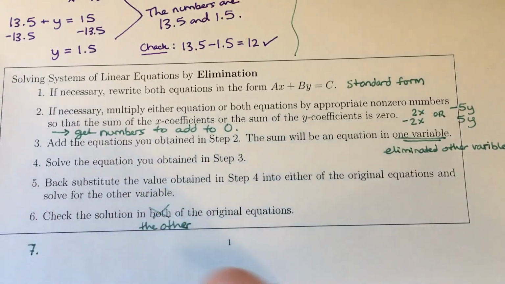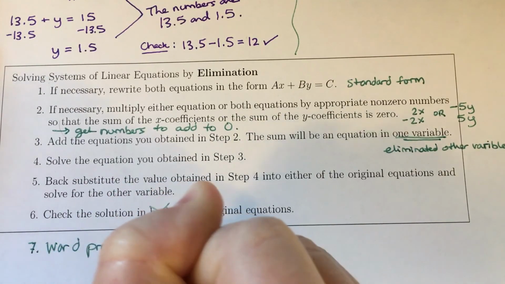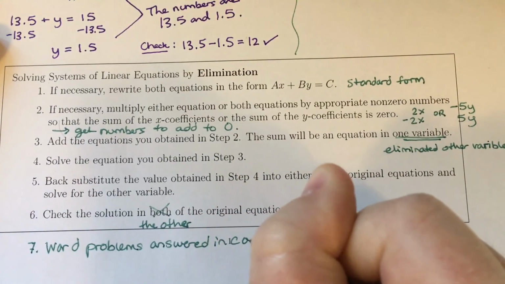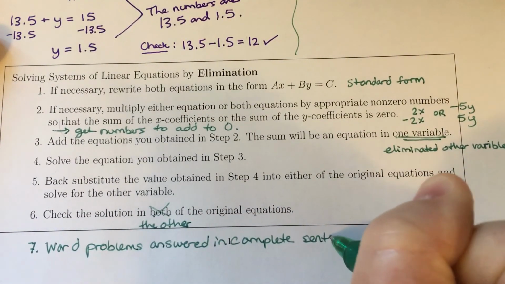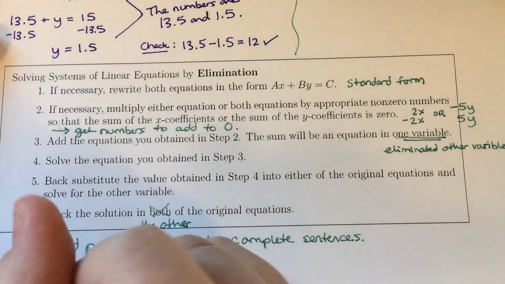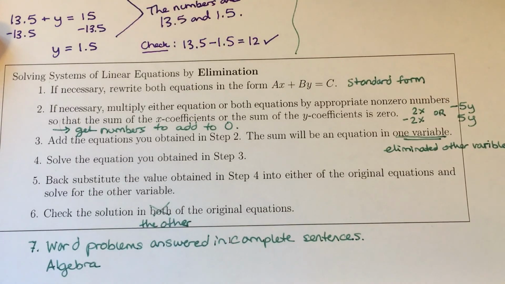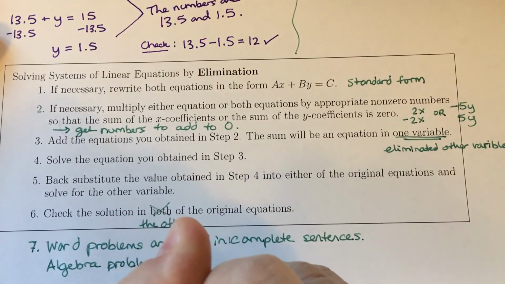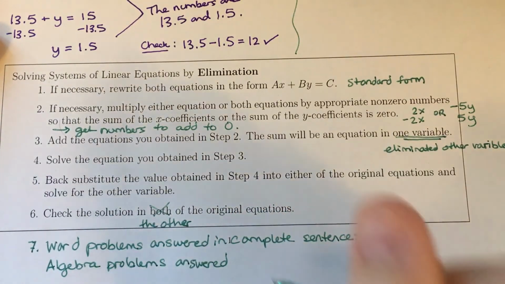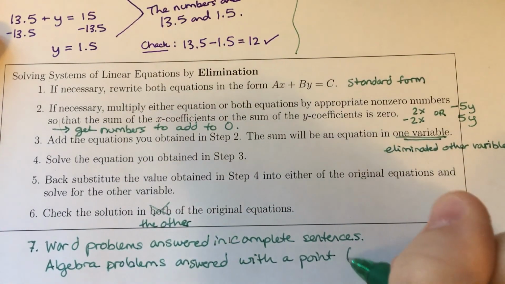Finally, I'm going to add, if it's a word problem, word problems should be answered in complete sentences, like I did in the previous one. I said the numbers are, and then what the numbers are. If it's not a word problem, if it's a purely algebra problem, where it's just set up with x's and y's already, the answer will be a point. So algebra problems, if they start the problem with x's and y's, it's answered with a point, x comma y.